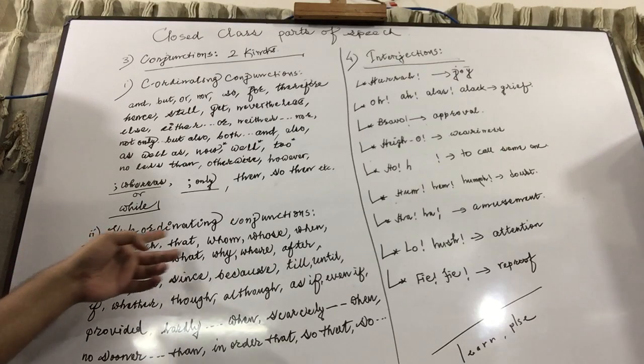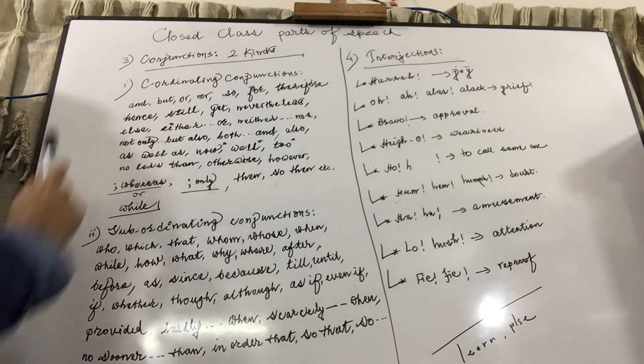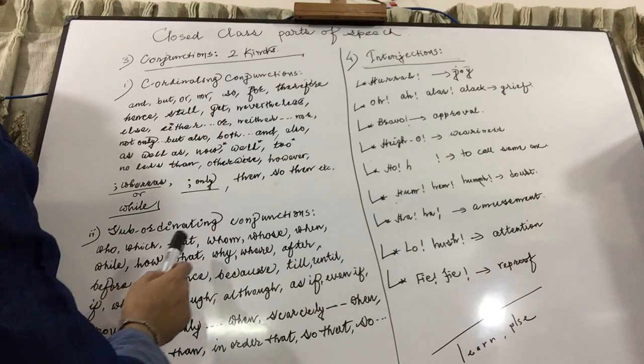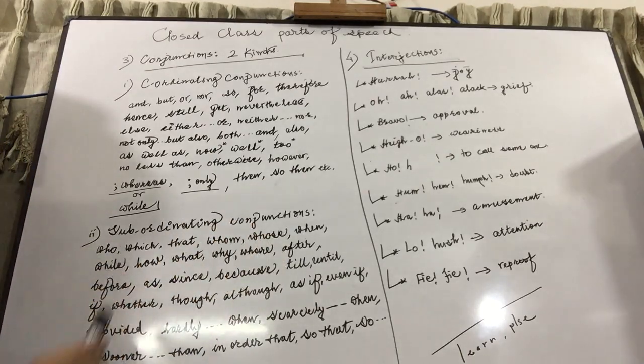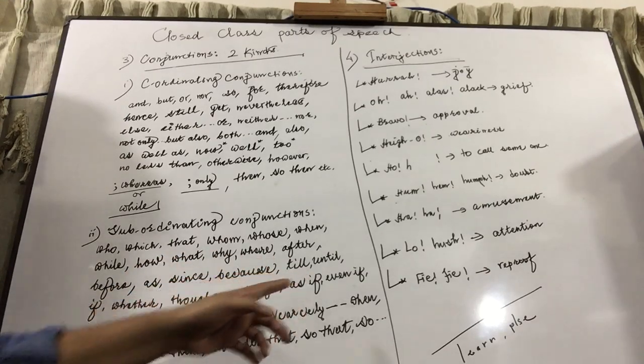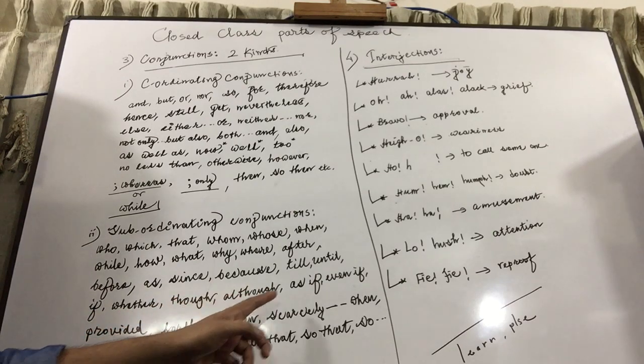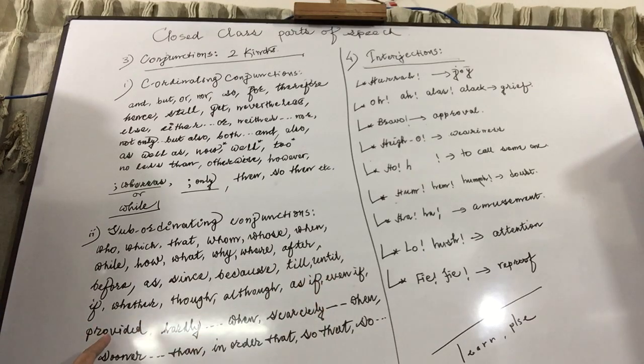Next, subordinating conjunctions. Subordinating conjunctions are given in number, like the coordinating conjunctions. Who, which, that, whom, whose, when, while, how, what, why, where, after, before, as, since, because, till, until, if, whether, though, although, as if, even if, provided, hardly, when, scarcely, when, no sooner, than, in order that, so that, that.